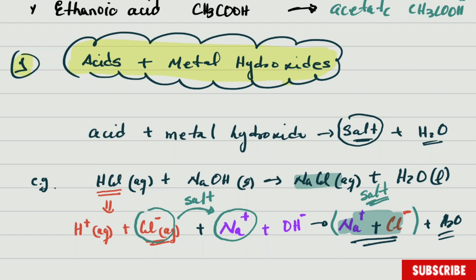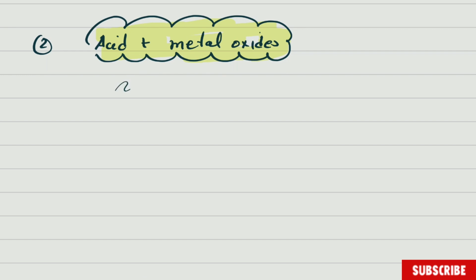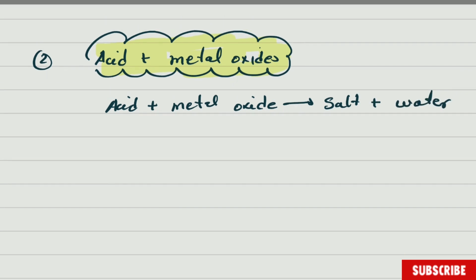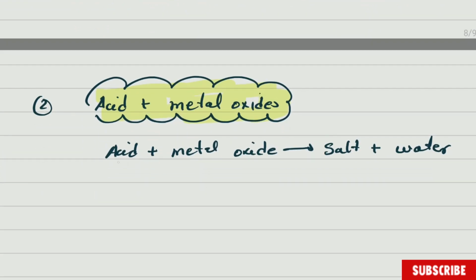So now the second reaction we have to look at is the reaction between an acid and a metal oxide. Let's look at that second reaction here. As a general rule, when an acid reacts with a metal oxide, then a salt is formed, and water. Very much the same as the reaction with a metal hydroxide. This is a general equation for the reaction of acid and metal oxide. Now let's look at one example.